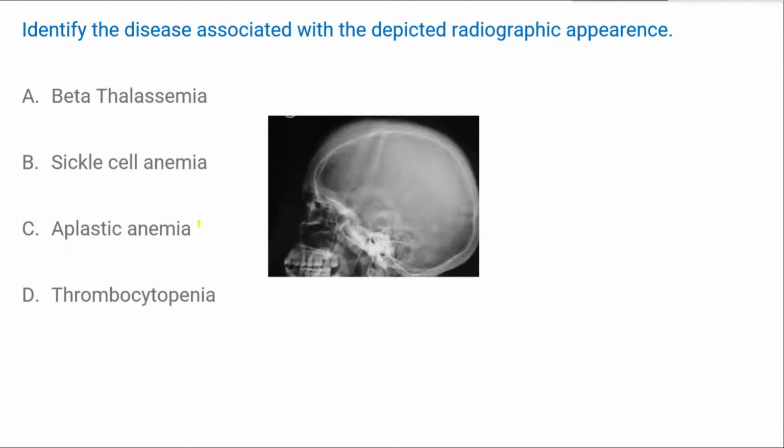Identify the disease associated with the depicted radiographic appearance? I think this is straightforward, but again there is one hitch in this option list. There are two diseases that are directly associated with the radiographic picture. It is a hair on end appearance, so both options will be right. Beta thalassemia and sickle cell anemia show hair on end appearance. The other two are not related to the disease.